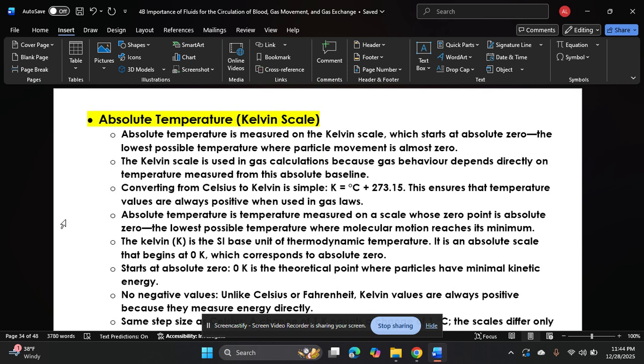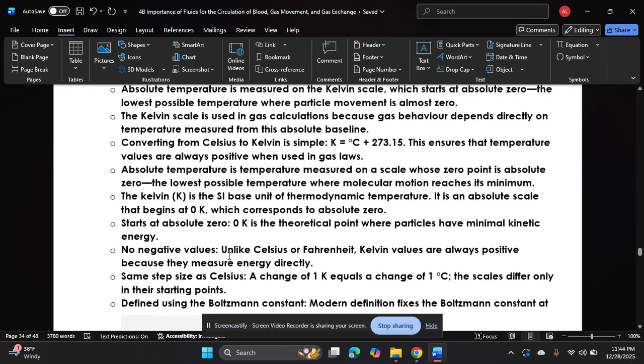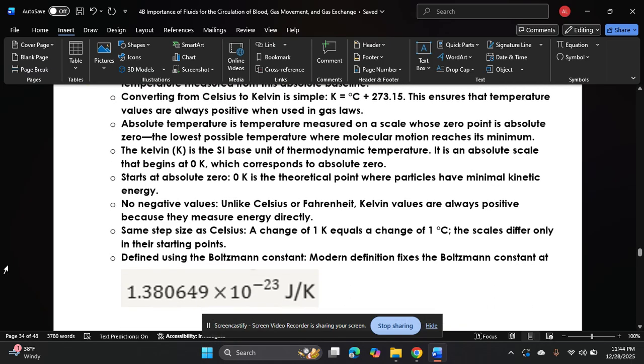Absolute temperature is temperature measured on a scale whose zero point is absolute zero, the lowest possible temperature where molecular motion reaches its minimum. The kelvin (K) is the SI base unit of thermodynamic temperature. It's an absolute scale that begins at 0 K, which corresponds to absolute zero. So 0 K is the theoretical point where particles have minimal kinetic energy. No negative values: unlike Celsius or Fahrenheit, Kelvin values are always positive because they measure energy directly.